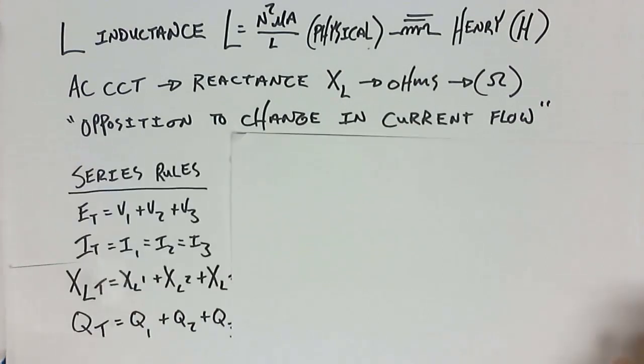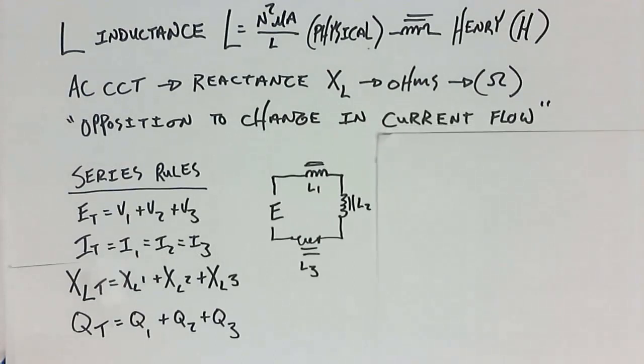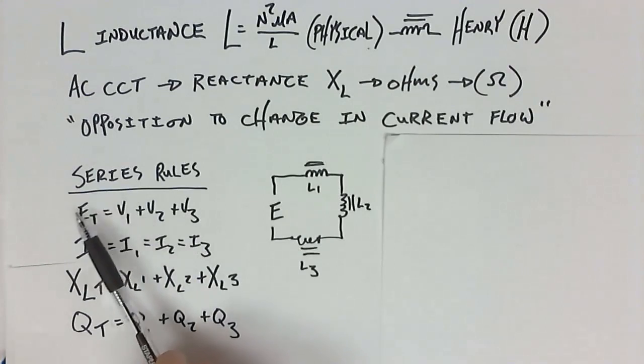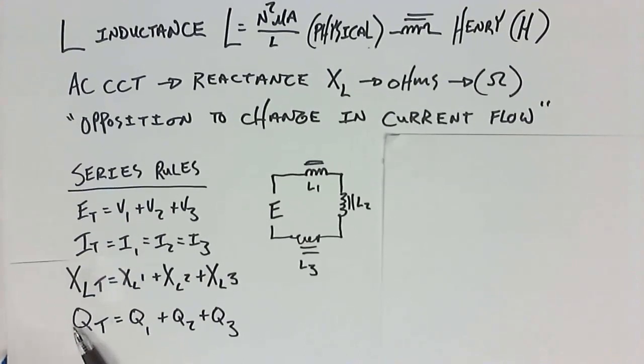And so we have a few rules that would be associated with this type of circuit. We have series rules, and notice the series rules look eerily similar to what we had before for a resistive circuit. E total is equal to each of these added together. If we had all inductors, current's the same, the ohms added together, and then Q, remember we don't have any power, we only have Q. And Q is reactive power, Q1 plus Q2 plus Q3.